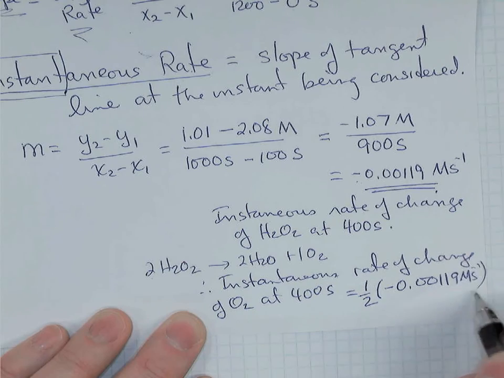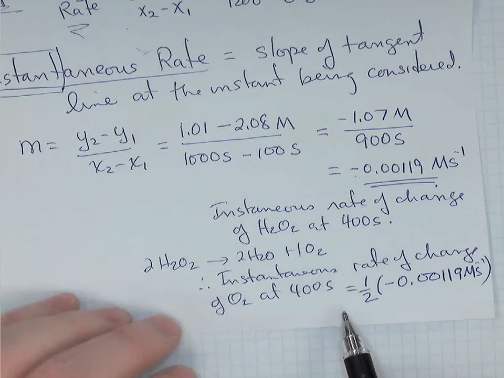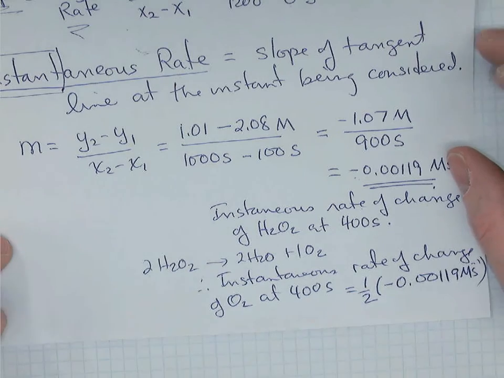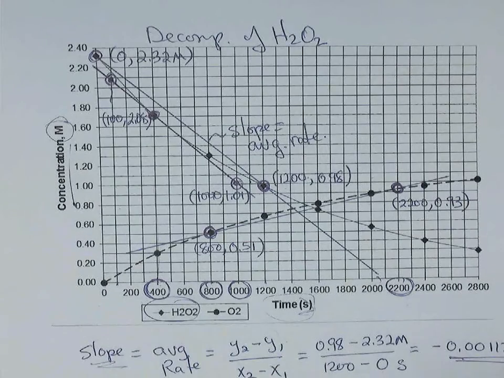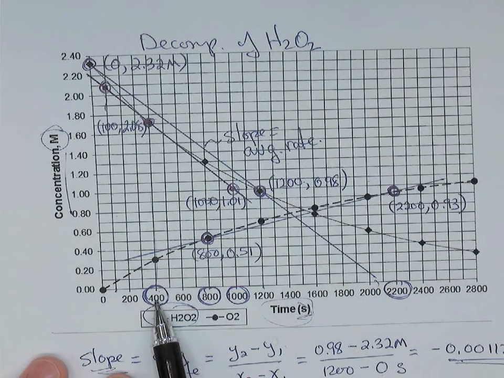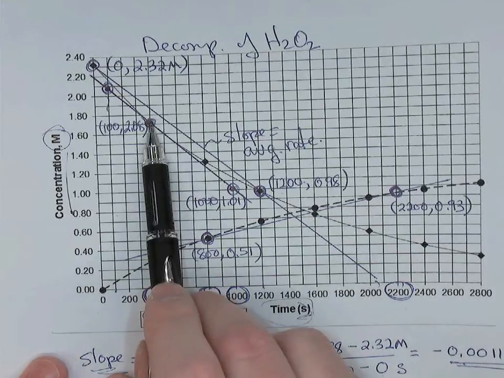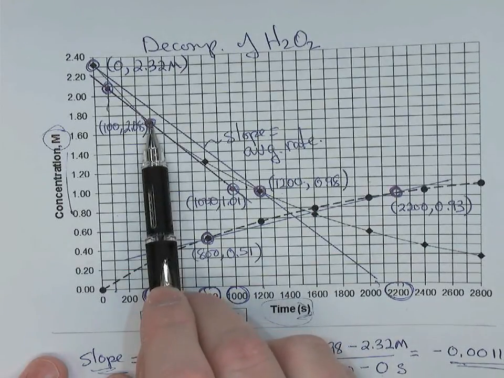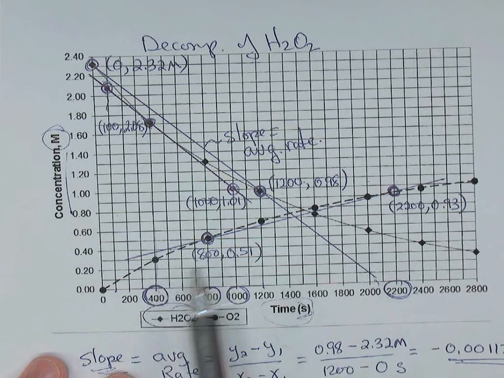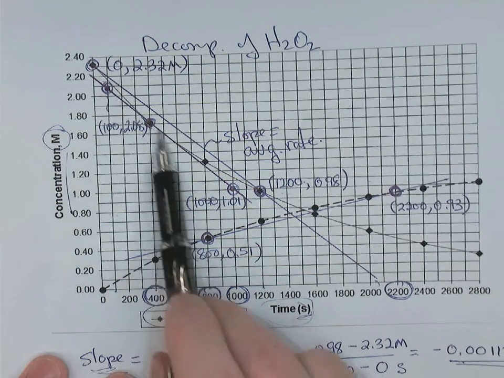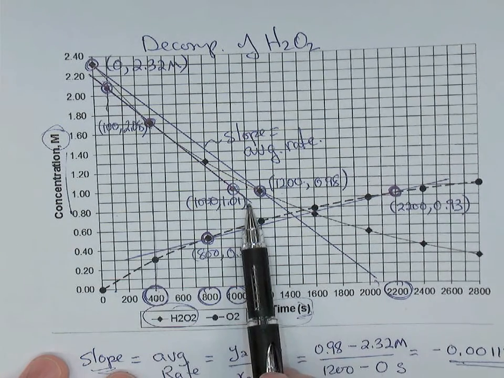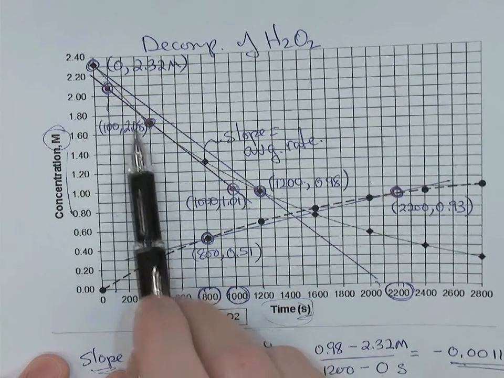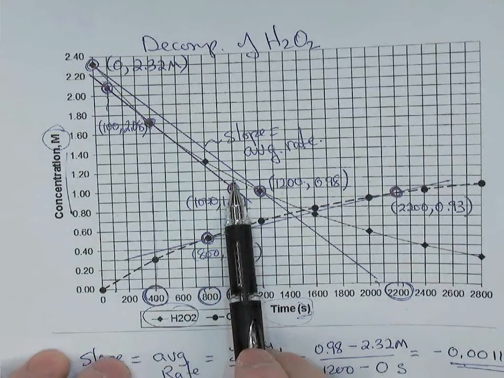So finding an instantaneous rate means finding the rate at one moment, one instant. You go to that time on your graph, you draw a point on the curve you're considering. We were considering the hydrogen peroxide's decomposition, so we used the falling curve. And you draw a tangent line at that point, carefully with a ruler, a line that touches the curve only once at that point. You find the slope of the tangent line, and you've got the instantaneous rate.